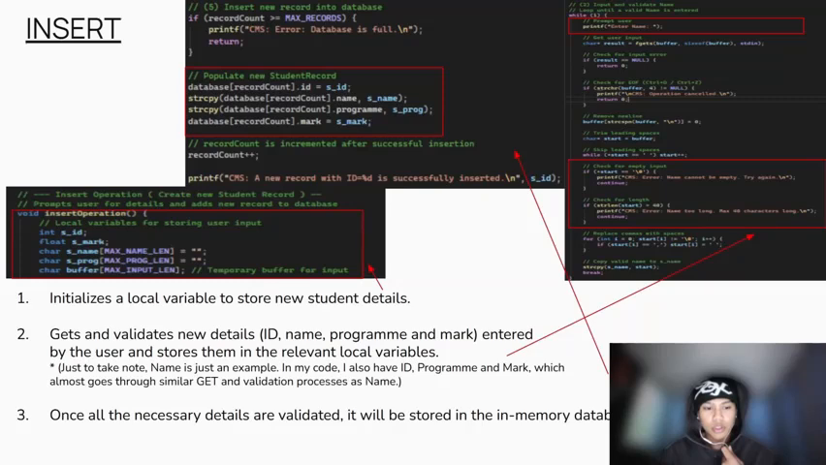Hi, I'm Narendra and I'll be going through my insert operation code. My insert operation code starts off with initializing local variables for the new student details entered by the user. Then each student detail will have its own validation process. For instance, for name, we will check for things like empty input and the name length. If it's more than 40, it will return an error message, etc. Once the details go through all this validation, if they are accepted, they will be stored in the in-memory database, and a successful message will be printed out.